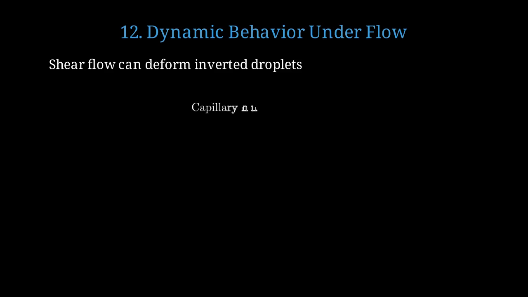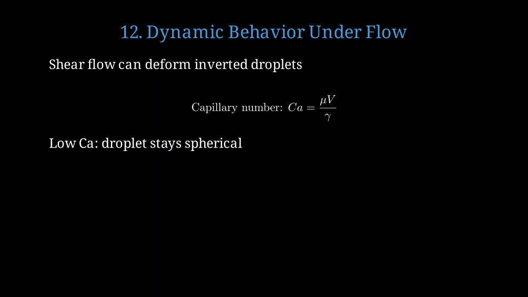Inverted droplets behave in interesting ways when subjected to flow. When fluid flows past them, inverted droplets deform from spherical shapes. The capillary number equals viscosity times velocity divided by surface tension. At low capillary numbers, surface tension dominates and droplets remain spherical. At high capillary numbers, viscous forces dominate and droplets elongate, potentially breaking apart.